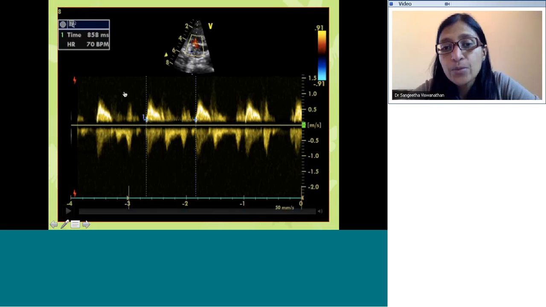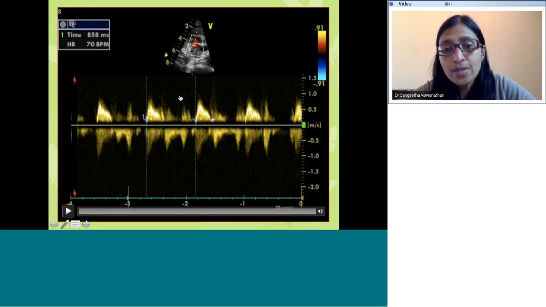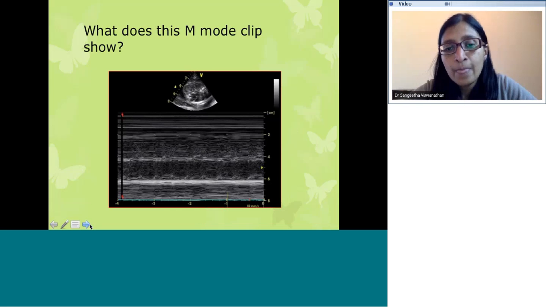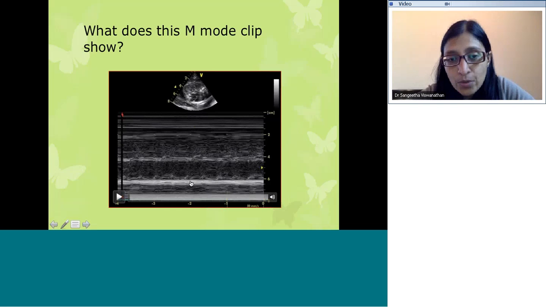So we decide to do some Doppler. So this is to estimate the heart rate. We see here that the heart rate is only 70 beats per minute, which is definite bradycardia in this fetus. This is an M mode that is taken through both the ventricle and the atria. Okay, so if you notice here, this is ventricular contraction that I'm pointing out. This is the second ventricular contraction, third ventricular contraction.